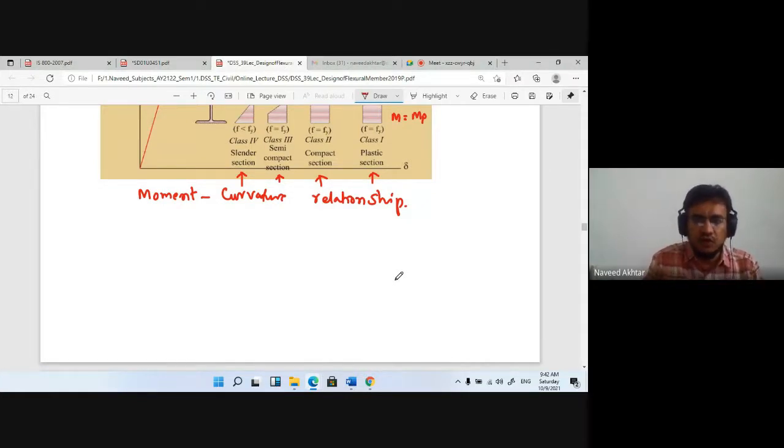Before failure, the structure gives you a warning so that you can evacuate the structure. There should not be any possibility of casualty.